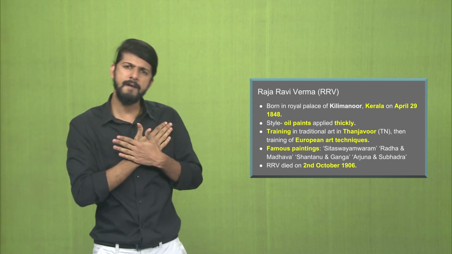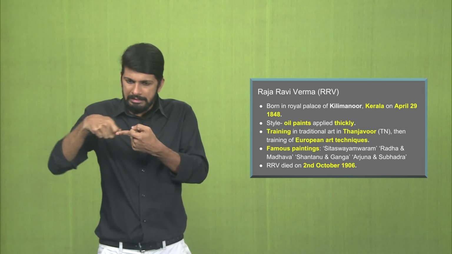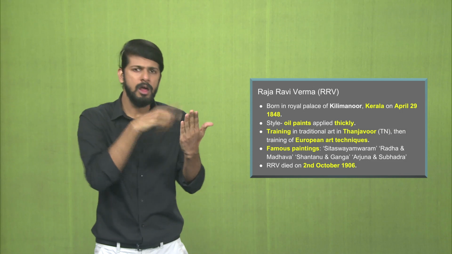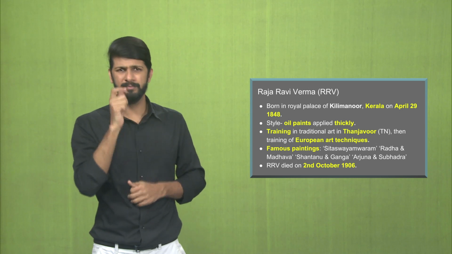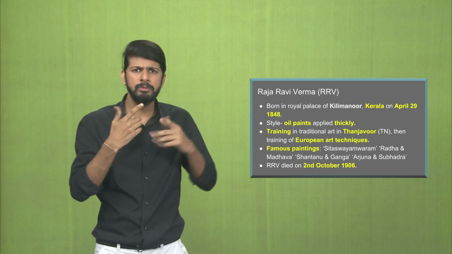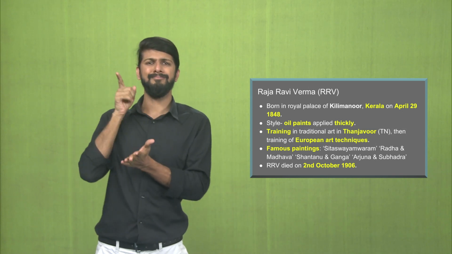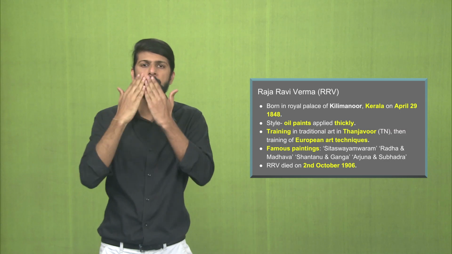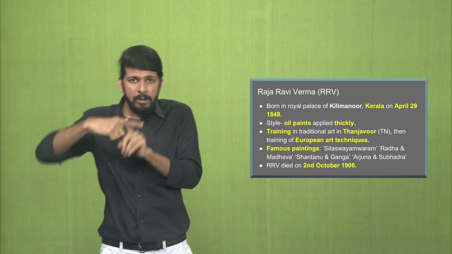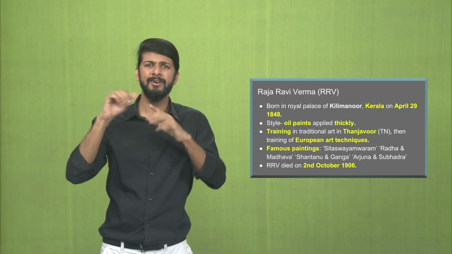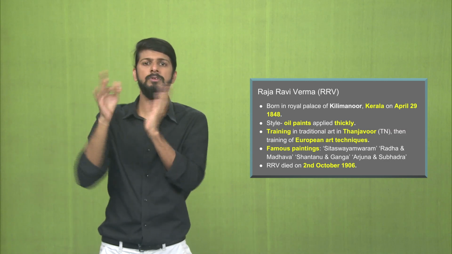Raja Ravi Varma had his own style. He used oil paints which he would apply very thickly on the canvas or on the surface. Raja Ravi Varma received two kinds of training. First was in the traditional art in Tagore, Tamil Nadu. Plus, he also received training of European art techniques.